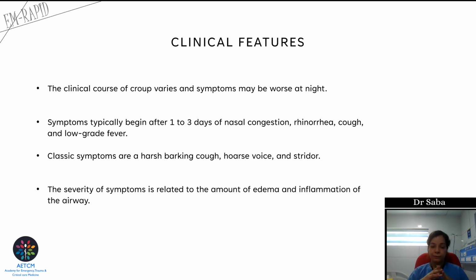So what we have learned from this slide is that the symptoms vary in their presentations. It will be worse at night, possibly because of cold temperature, and typically symptoms will be seen within 1 to 3 days, and it includes nasal congestion, running nose, cough, low-grade fever. Classically, when you see harsh barking cough, hoarse voice, and stridor, we think of croup. And severity is related to the amount of edema and inflammation of the airway.